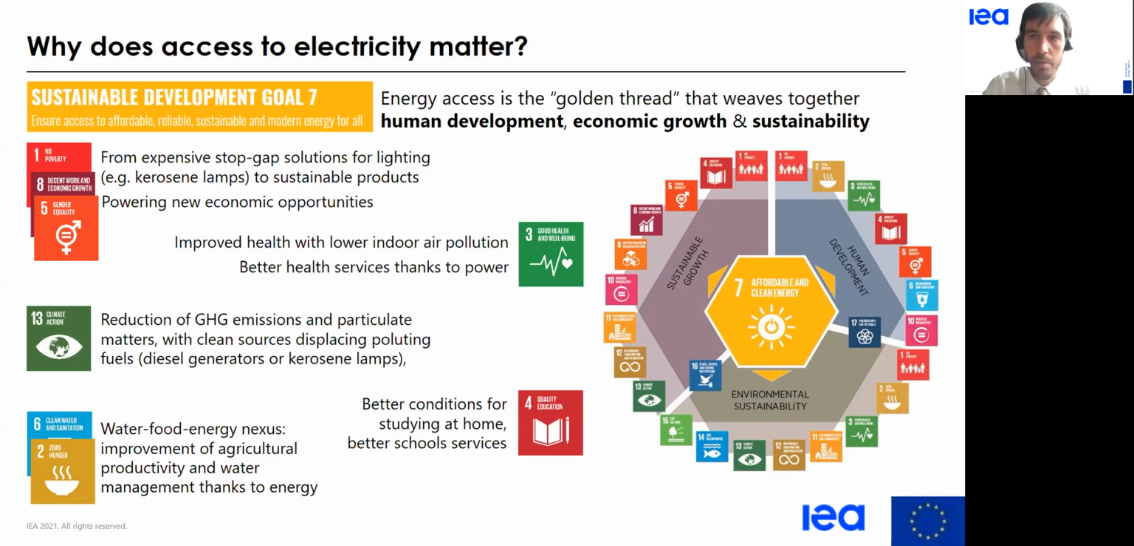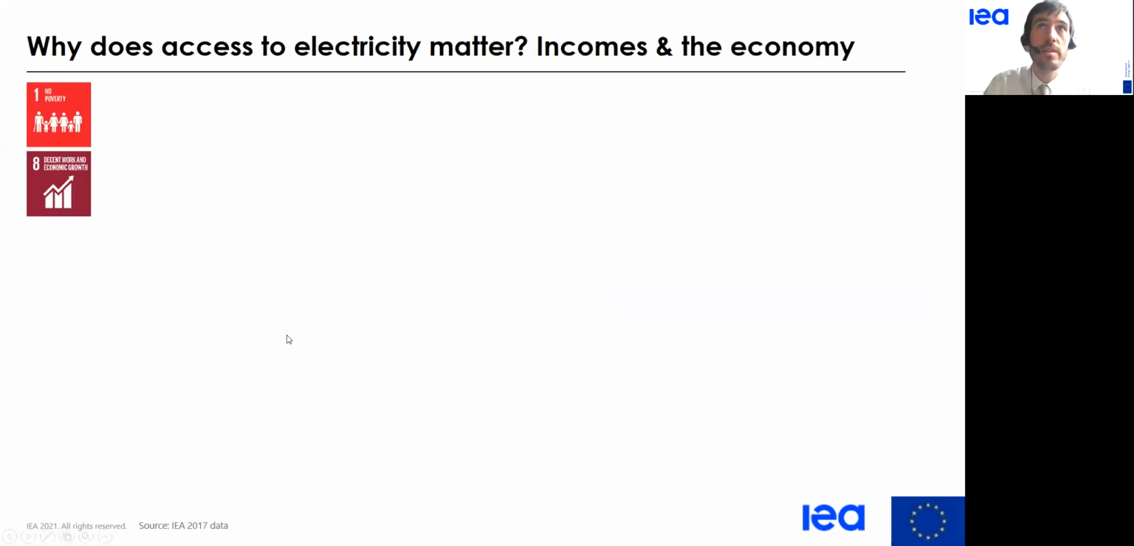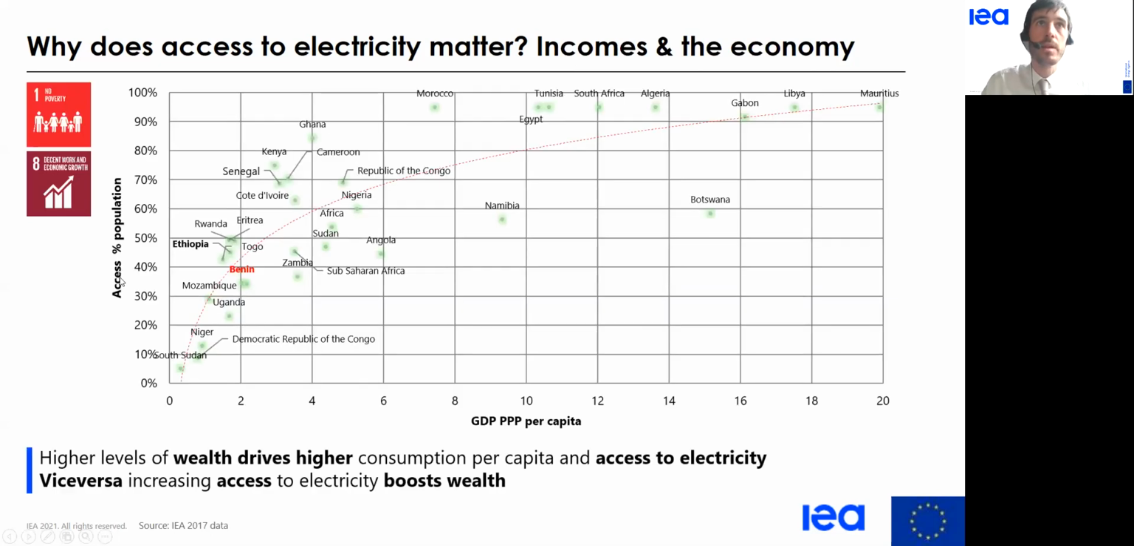And one last example, which is also very obvious, is SDG number 4, where energy can foster better conditions for studying at home if you have a better source of lighting, but also at schools and in educational services.